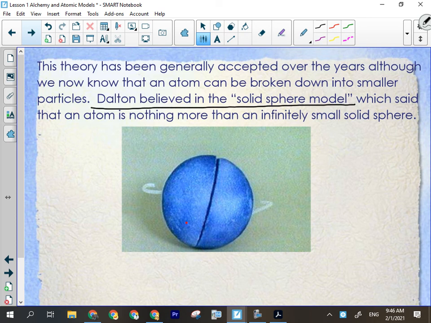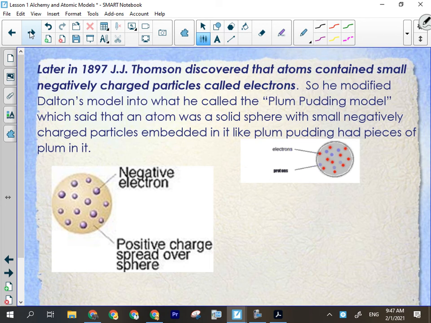Now, his idea persisted for a very long time because nobody discovered anything to prove it wrong. It fit with all the experiments that were being done. Okay? And this is how the scientific method now comes in. Okay? We accept a model or a theory until data comes along that proves it false. Okay? Up until this point, there was nothing to prove his solid sphere model false. Until J.J. Thomson came along.